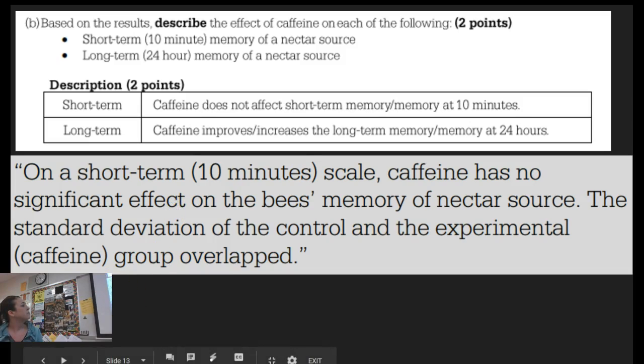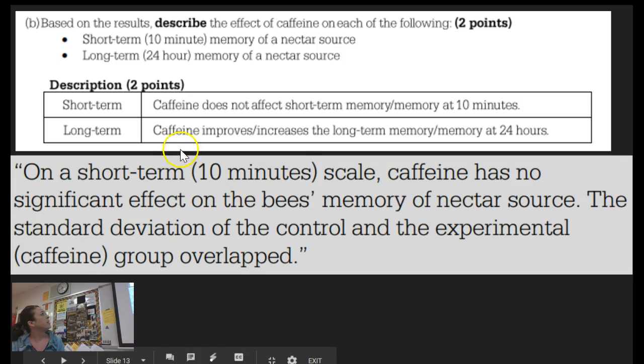Here's B. Based on the results, describe the effect of caffeine on each of the following: short-term memory or long-term. So here's on short-term. Caffeine does not affect short-term memory at 10 minutes. That's because the error bars overlapped. So we don't see any effect. Long-term, caffeine improves or increases long-term memory at 24 hours.